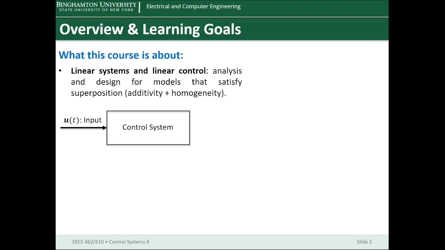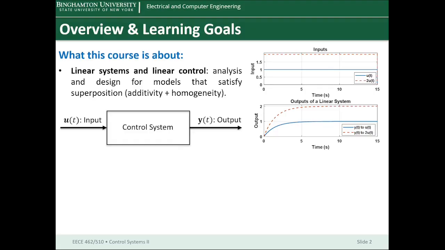A control system has an input. This input could be a vector. It could also have an output. This output also could be a vector. In this course, we show vectors in boldface. This figure shows the response of a system to two inputs, where one input is twice the other. As observed, when the input is doubled, the response is also doubled. This demonstrates that the system obeys the principle of superposition and therefore is linear.